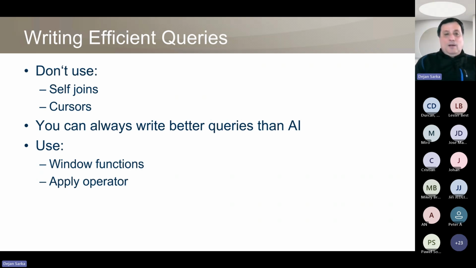Just two small examples. If you are using self-join for calculating running totals, this is completely wrong, because using self-join for running totals gives you quadratic complexity of the queries. So, of course, you should use window functions.